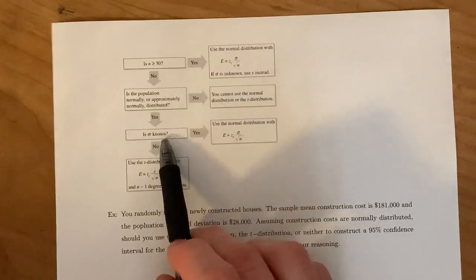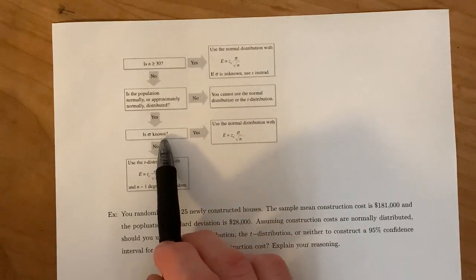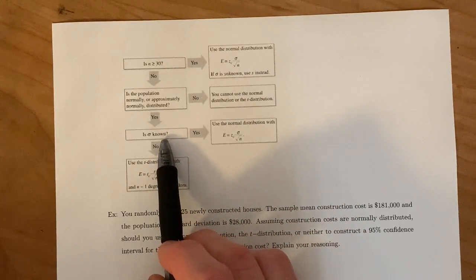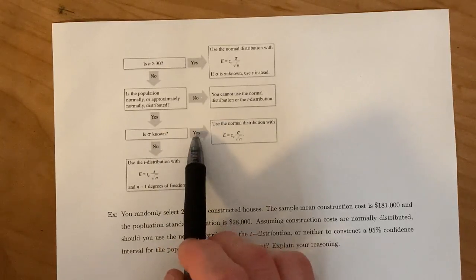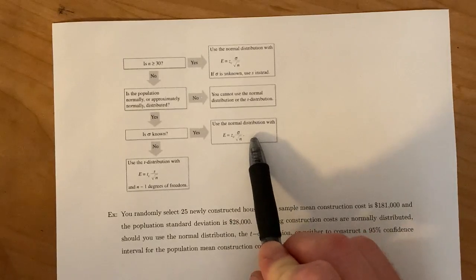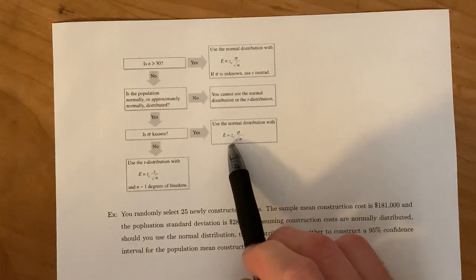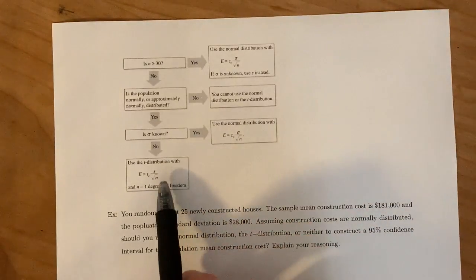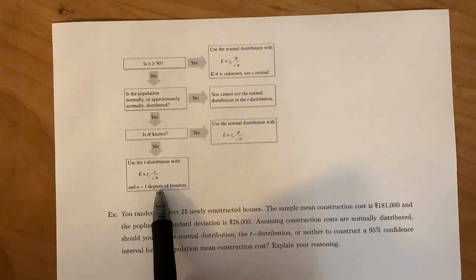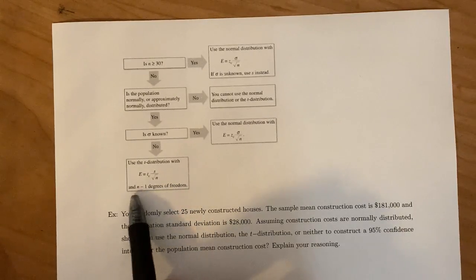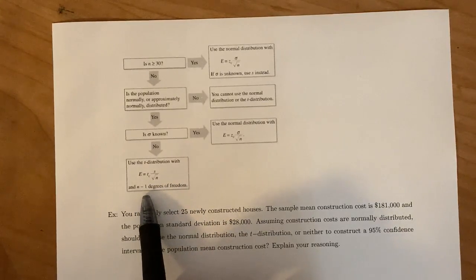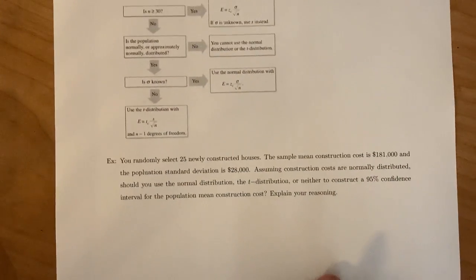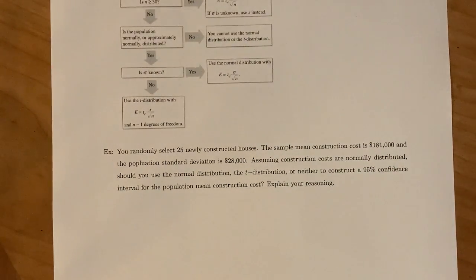But if it is, that gives us the next question: is the population standard deviation known? If the population standard deviation is known, then you can use the normal distribution with our z critical values. If the population standard deviation is not known, then we need to use the t critical values with the degrees of freedom. Right. So let's see if we can put that into practice with this question.